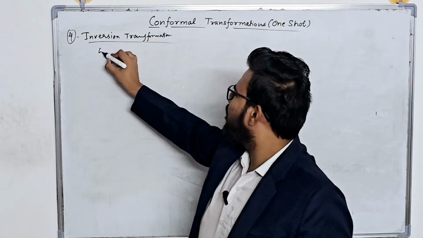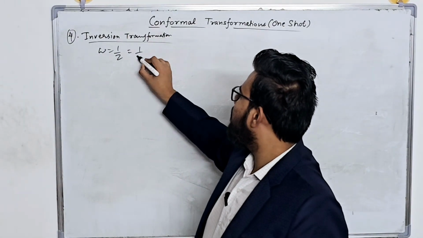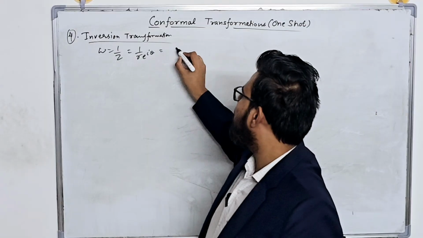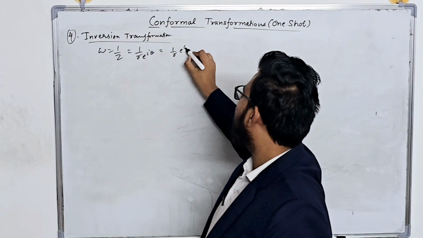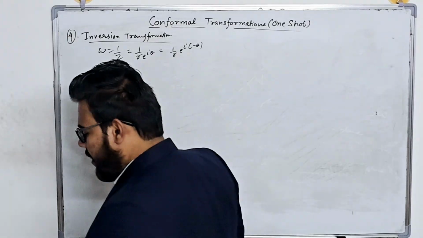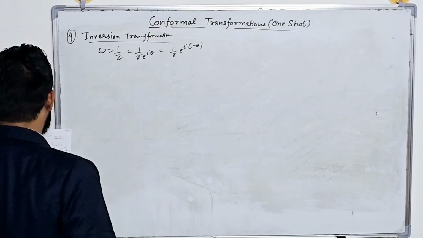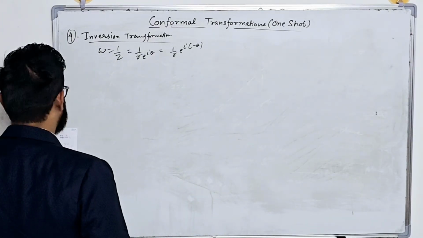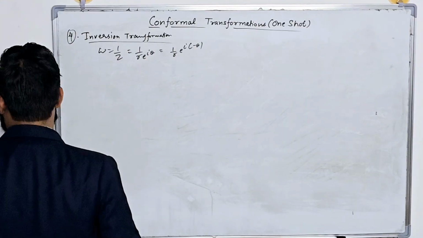So again, W is equal to 1 upon Z, that is 1 upon R e raised to power I theta, which is equal to 1 upon R e raised to power I negative theta, right? Okay. So let's study it using a question first of all.